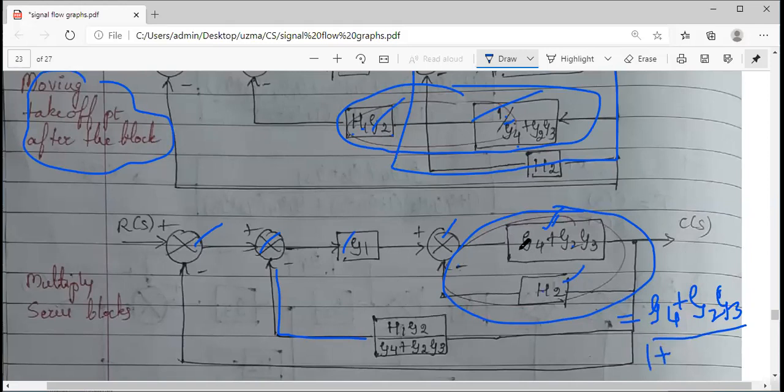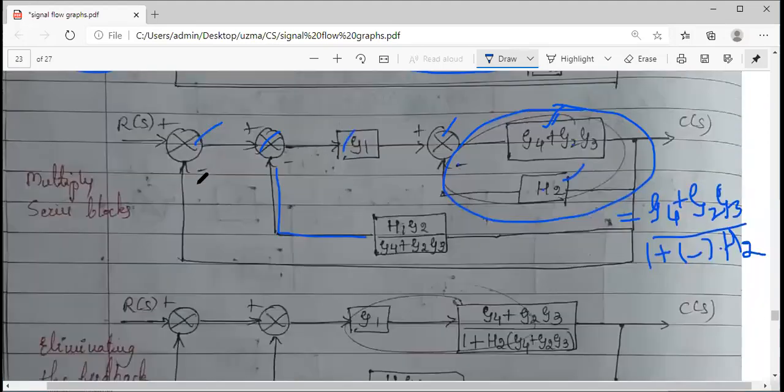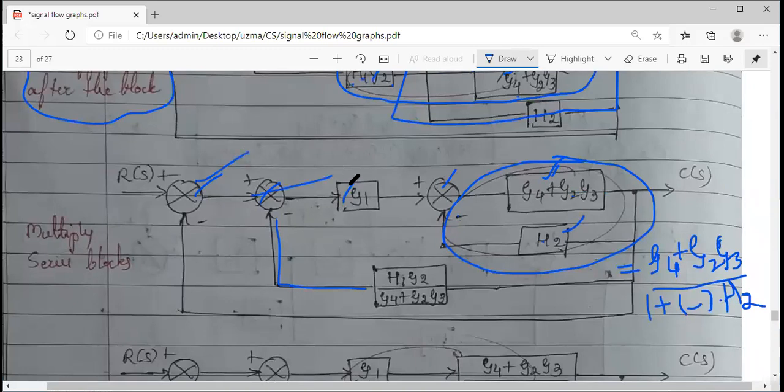There is a negative feedback, so this has to be plus. So 1 plus whatever the forward gain you had, I'll write it here, I don't have space, G4 plus G2 into G3, multiplied by feedback gain, H2. So if you remove this closed loop, you have to replace it by this single block. So I've done that till this.